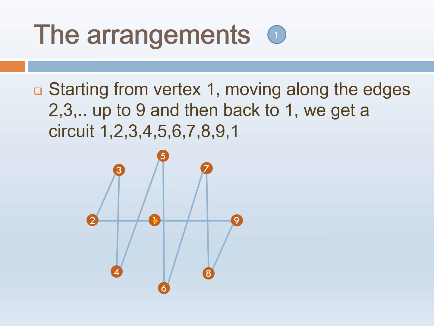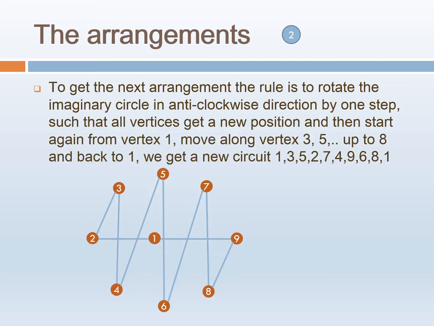Okay. And the order of the circuit is like this: 1, 2, 3, 4, 5, 6, 7, 8 and last again 1. This is a circuit. Okay. This is the arrangement on the first day. Now we are going to see how we'll make these people sit so that everybody has got a new neighbor.